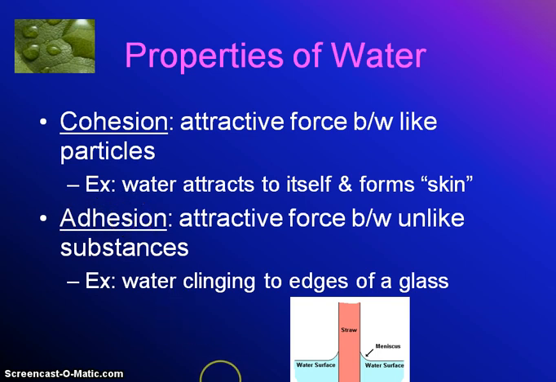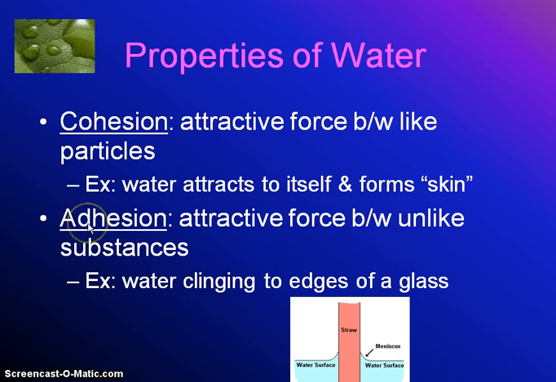Now, cohesion is an attractive force between like particles. So kind of you see the bubbling here on this leaf, water attracting to itself and forming kind of a skin almost on the outside of it before it were to burst and spill over. That's cohesion, like particles are attracting.